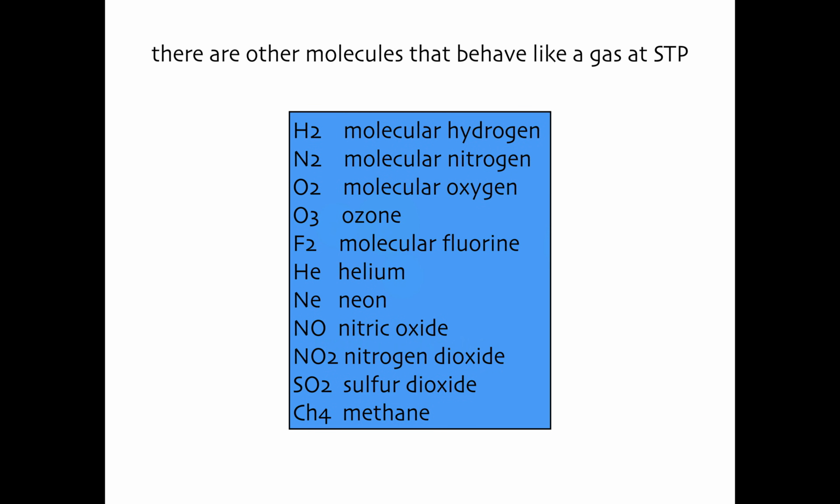And here are examples of other molecules that are in a gas state at our STP. So H2, molecular hydrogen, N2, molecular nitrogen. 78% of our atmosphere is nitrogen, and then molecular oxygen, O2, and then O3 is ozone. Okay, F2, molecular fluorine, helium, neon, nitric oxide, nitrogen dioxide, sulfur dioxide, and methane. These are all examples of molecules that have very weak intermolecular forces, very weak electrostatic forces, so that when they collide with each other, they don't bunch up and create a solid.